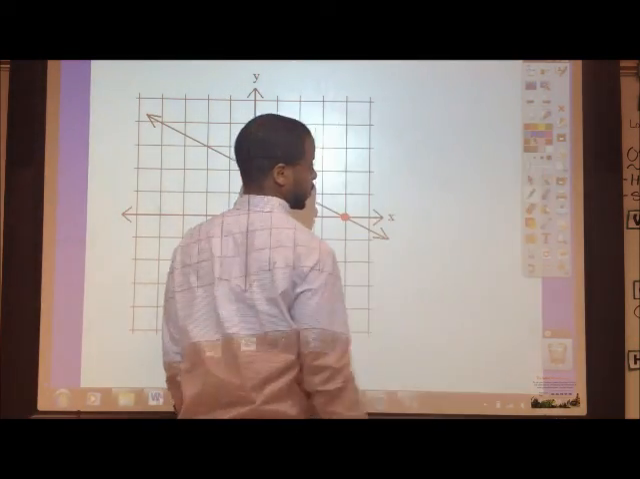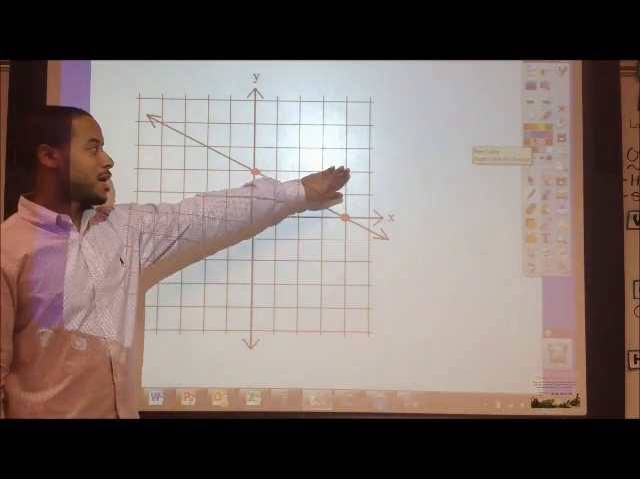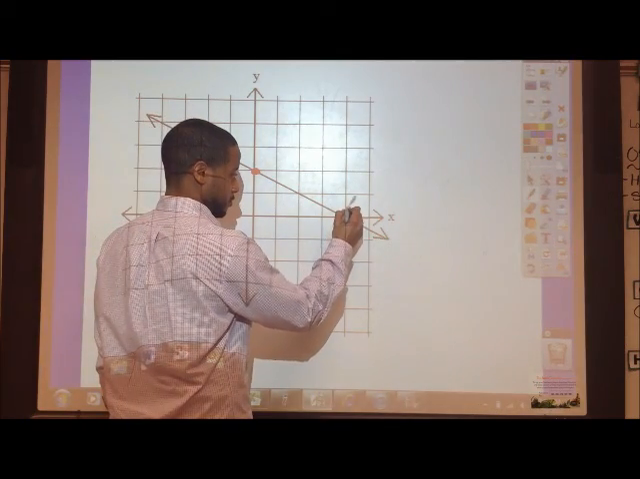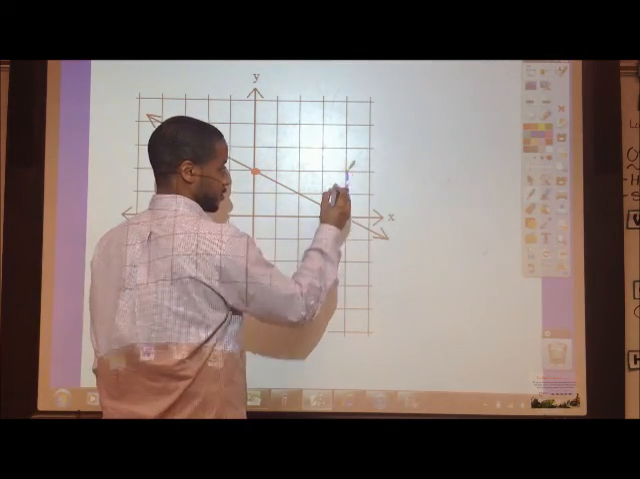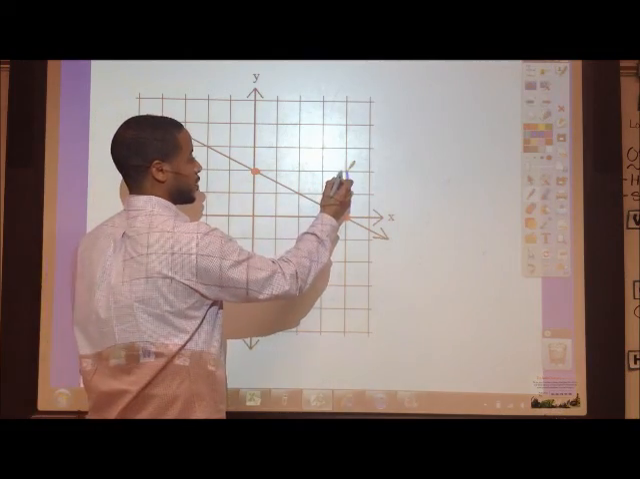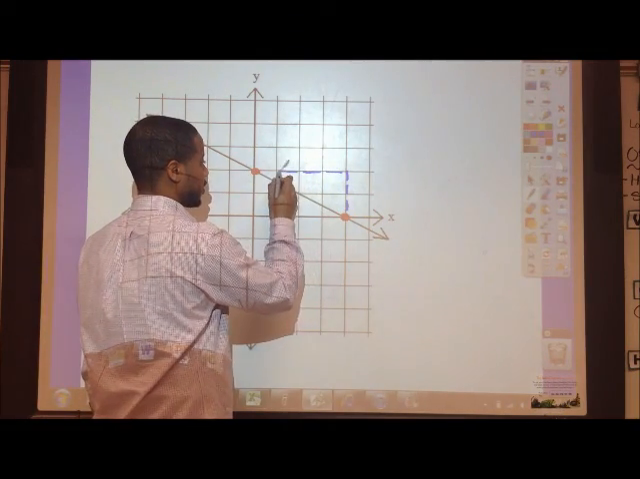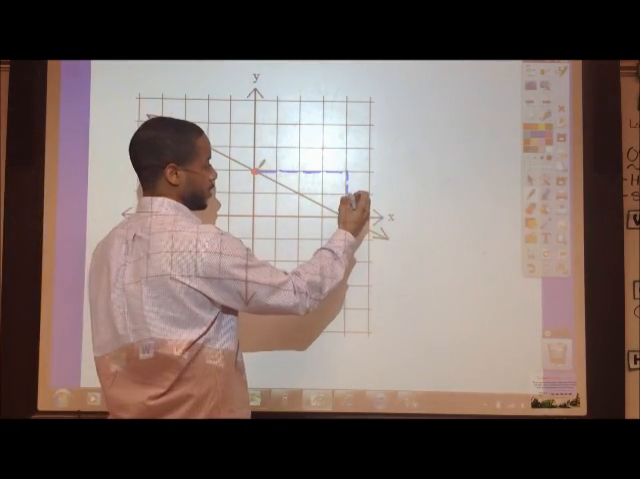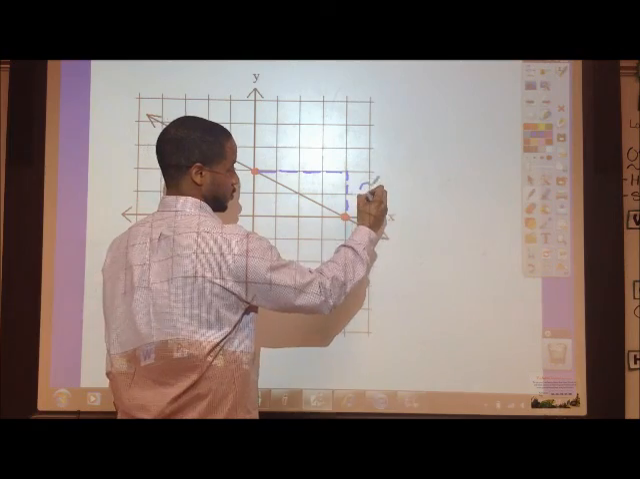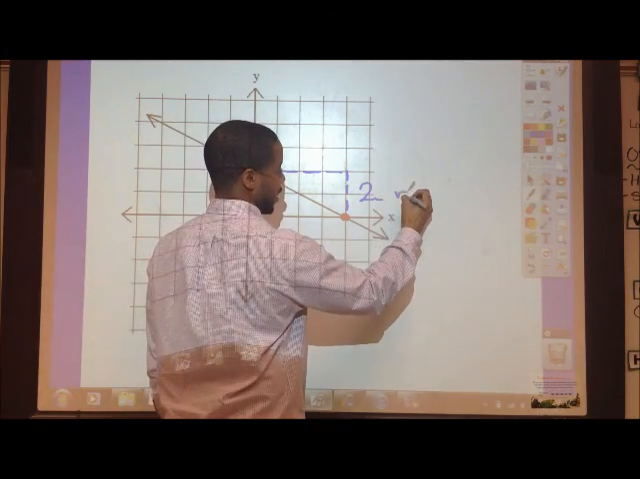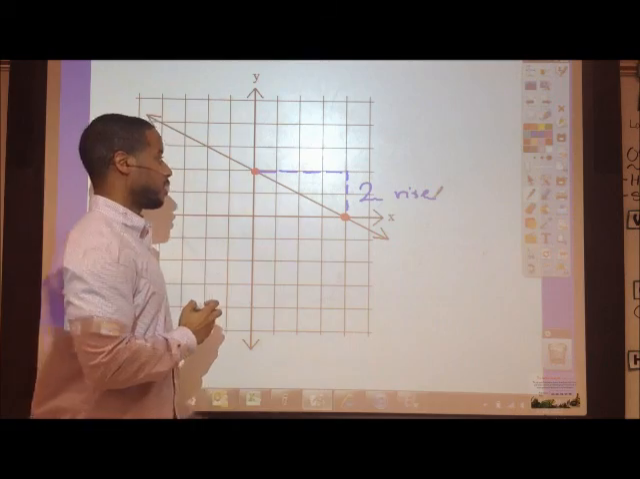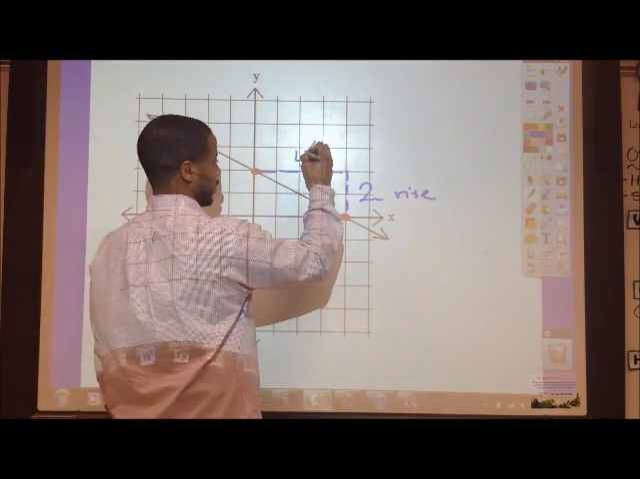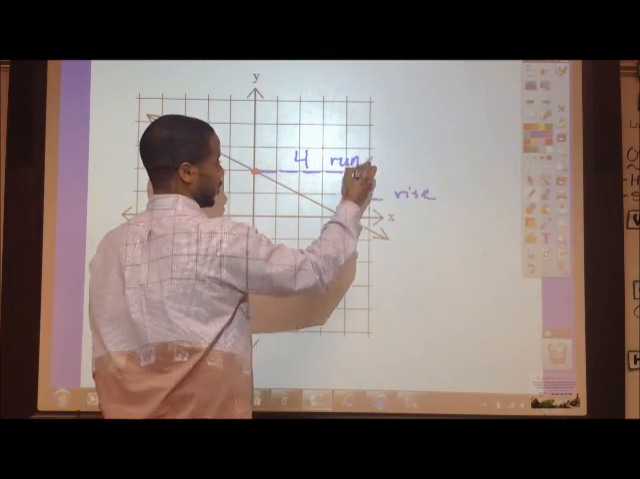We're going to do rise over run: how far we need to rise to get to this point and how far we need to run. Rise up like the Falcons, and we're going to run like Turner. So we rose how many? This is 2. So I rise 2. And then we ran 1, 2, 3, 4. So 4 is our run.